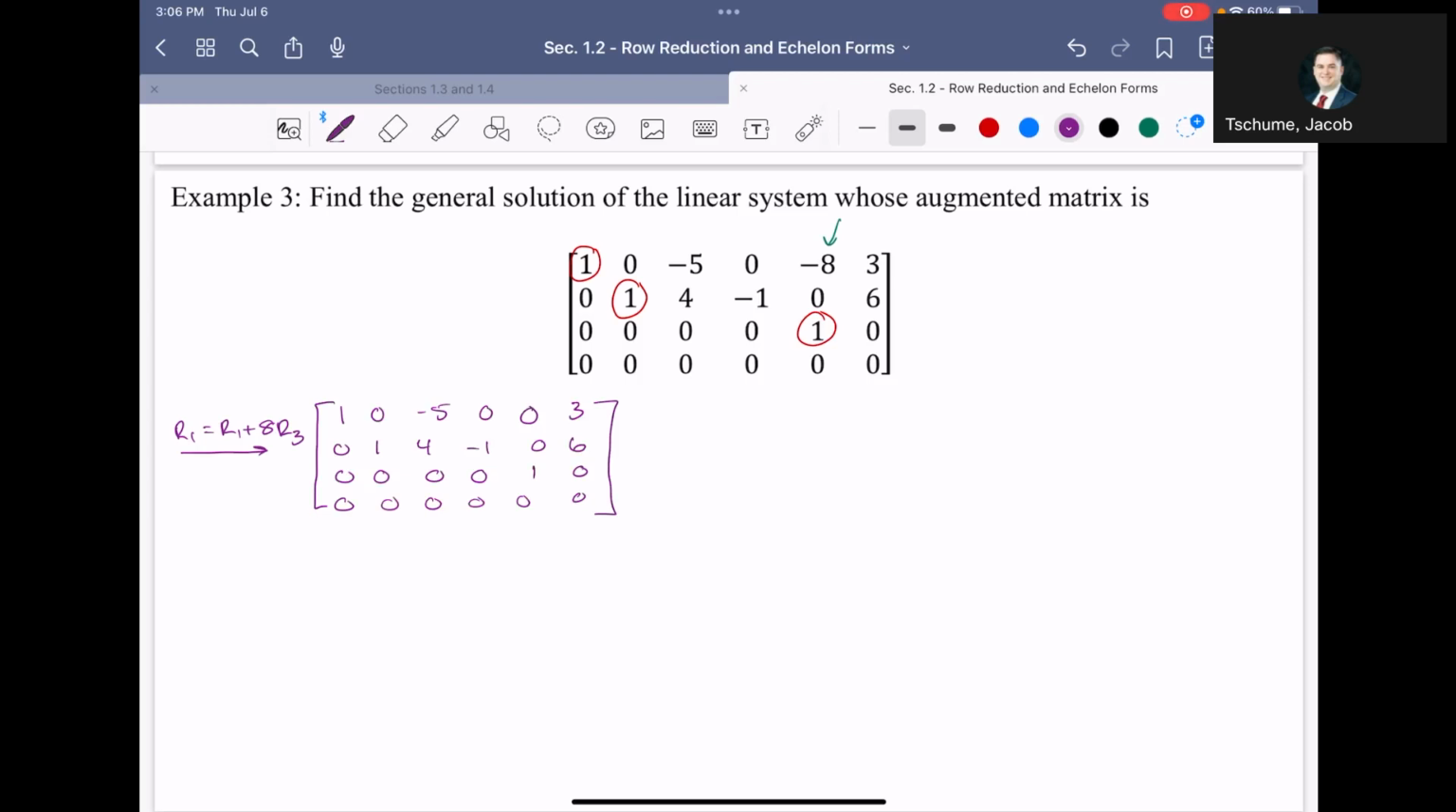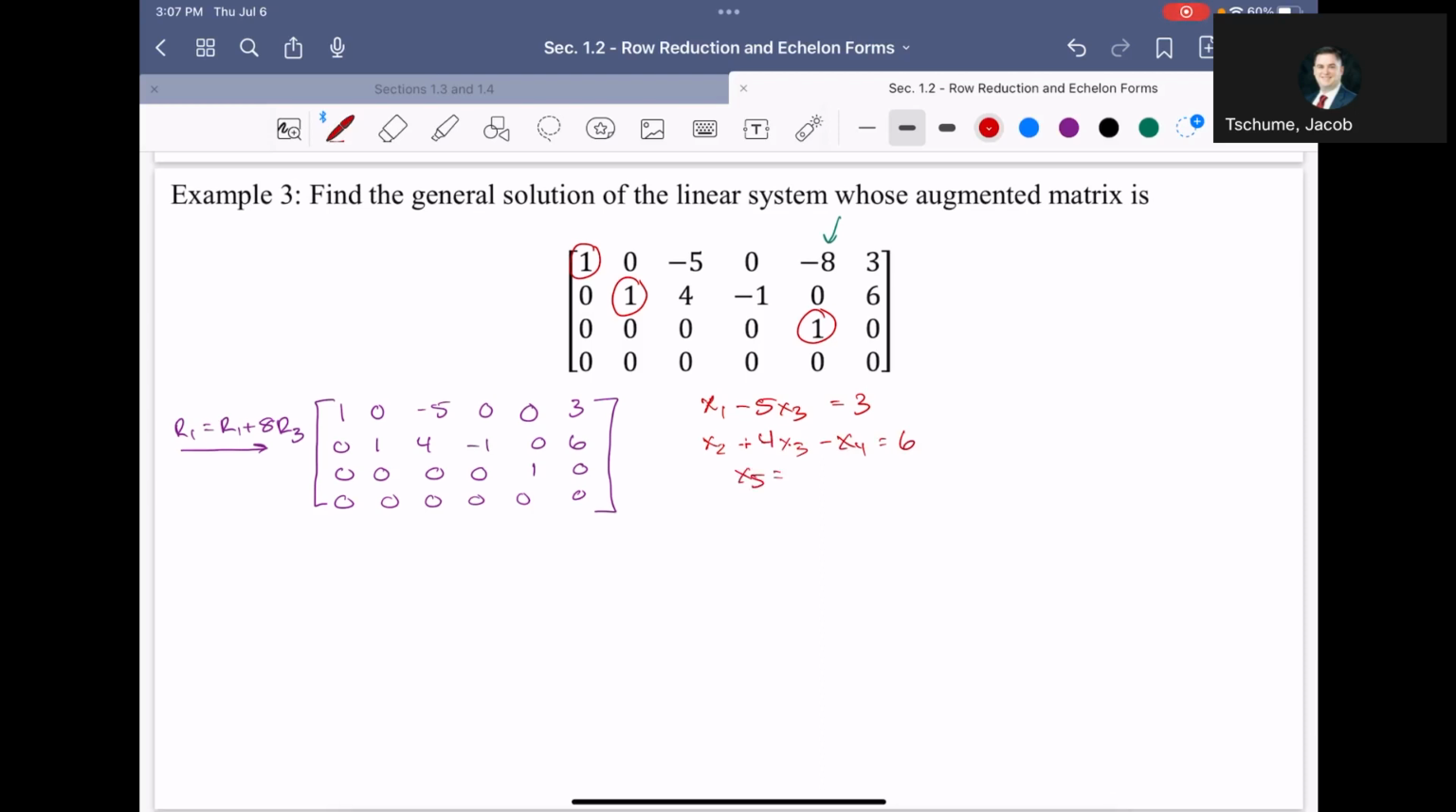Now, in order to find the general solution, because you can't go any further with this, you want to write out exactly what it is you just found. Row 1 tells us that x1 minus 5x3 is equal to 3. Remember, the last column is the constant, not the coefficients. Row 2 tells us that x2 plus 4x3 minus x4 is equal to 6. Row 3 actually just tells us that x5 is 0.